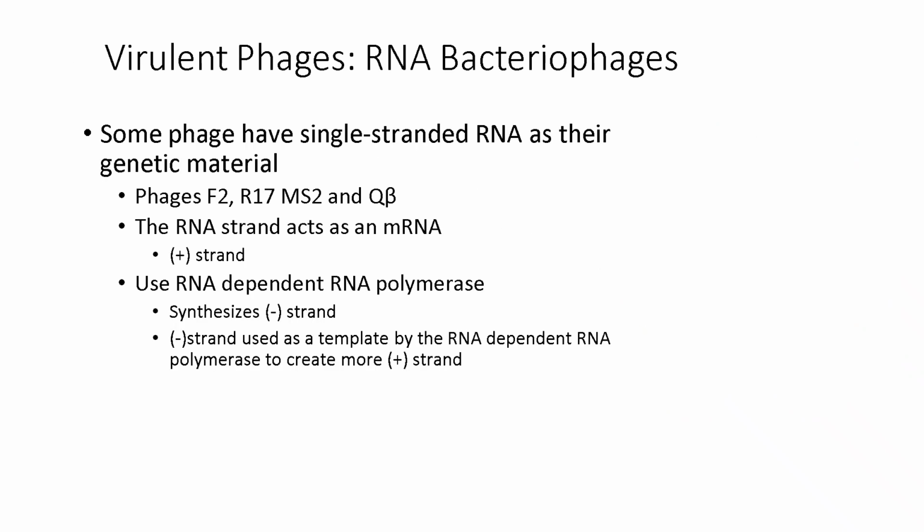RNA phages like MS2 and Qβ carry single-stranded RNA as their genome. The RNA acts directly as messenger RNA. These phages use an RNA-dependent RNA polymerase to replicate their genome by first synthesizing a complementary negative strand, which then serves as a template for producing new positive strands.